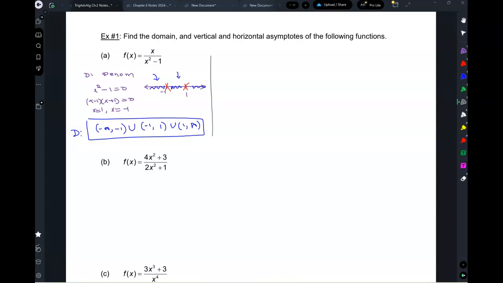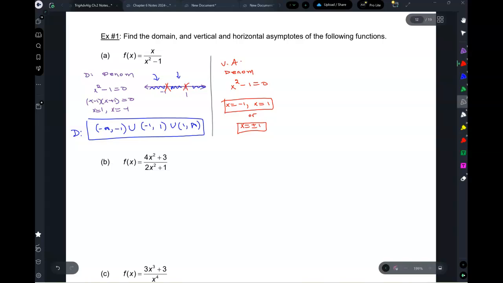Okay, so we did domain. Let's do vertical asymptote. Again, we take the denominator. X squared minus 1 equal to 0. What did we get for this? X equals -1, x equals +1. These are your vertical asymptotes. You can write it like that, or if you want to save lead, you can say x equals ±1. Okay? If you want full credit, that's what you write.